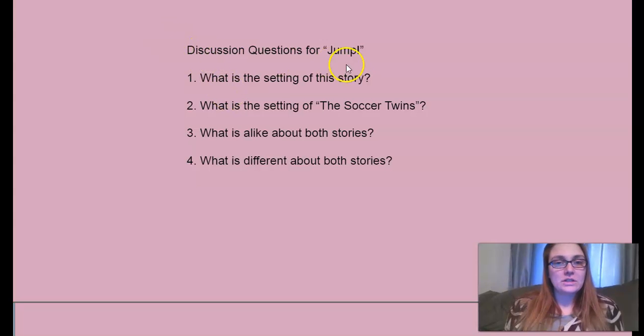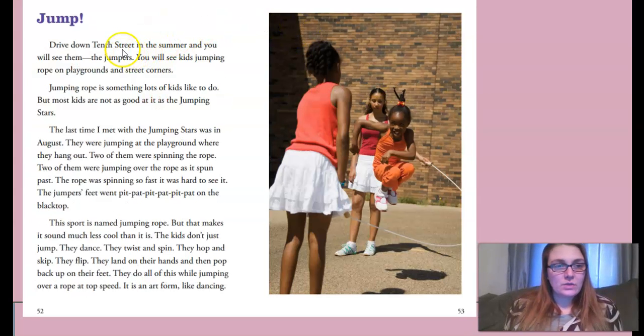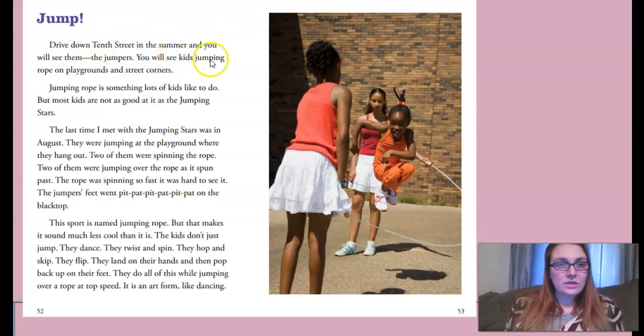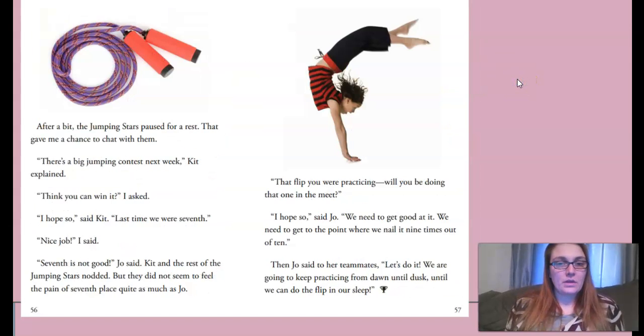Okay, so some questions for Jump. What is the setting of the story? So looking back in the story, it says right here, drive down 10th Street in the summer and you will see them, the jumpers. So they are on 10th Street. It says that you'll see kids jumping on playgrounds and street corners. So they're outside on 10th Street.